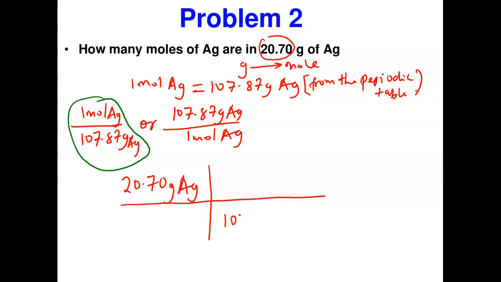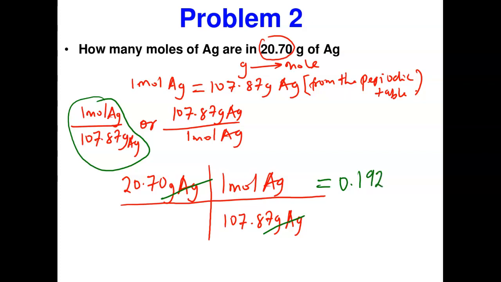So this is going to be 107.87 grams of silver, and then 1 mole of silver. What that means is that grams of silver cancels grams of silver. And when you put this into your calculator, what are you going to get? You're going to get 0.192 moles of silver. That is the answer you get.